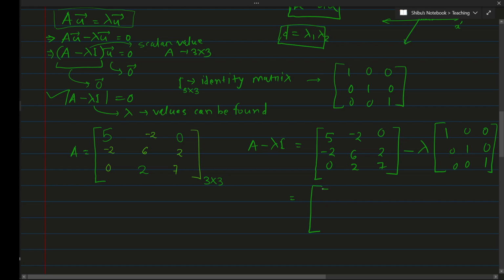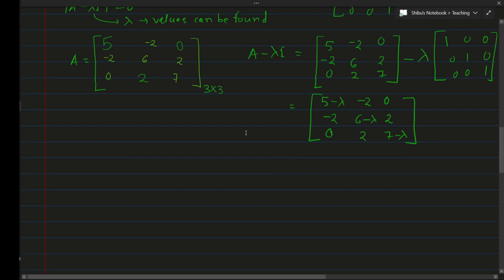So it will be 5 minus lambda. This will remain minus 2. This will be 0. Minus 2. This will be 6 minus lambda. This will be 2. This will again be 0. This will be 2, and this will be 7 minus lambda. So this is our matrix that we will get after doing this operation. Now our task is to make the determinant of this matrix equal to 0, right? So let's find out the determinant of this matrix.